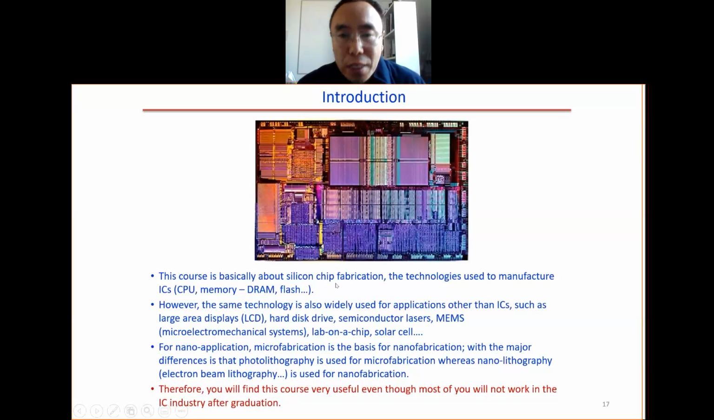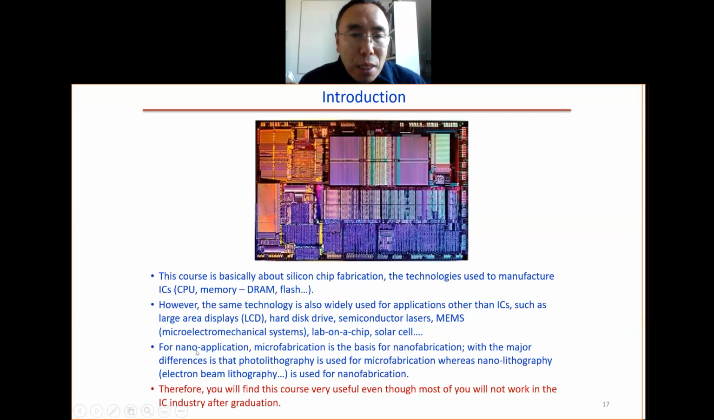So this is about chip fabrication. This is the technology used to manufacture the integrated circuit. But the same technology can also be used for other applications. For example, it can be used for the large area display, hard disk drive, lasers, MEMS, micro electromechanical system, lab on a chip, like the biomedical device, and solar cell. As a result, what you learn here will be used for many different things.